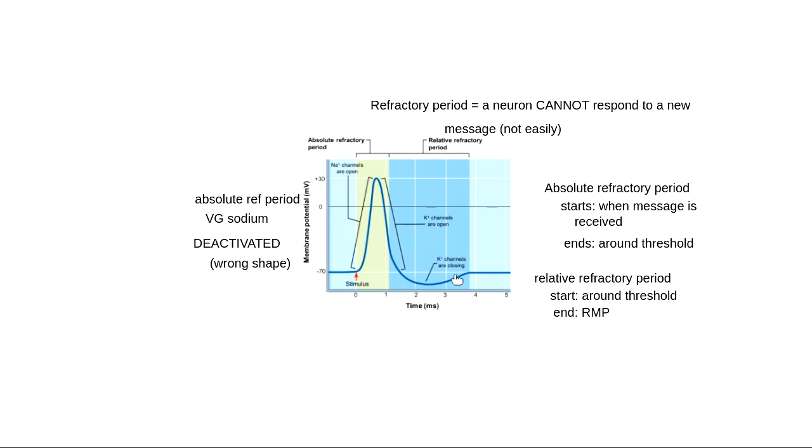So during this relative refractory period, we would say that the relative refractory period is actually a problem with those voltage-gated potassium channels. The reason it's a problem with those channels is they're working to make the membrane charge more negative, which means if I've got to get back up to threshold, I'm going to have to work harder to make that happen.